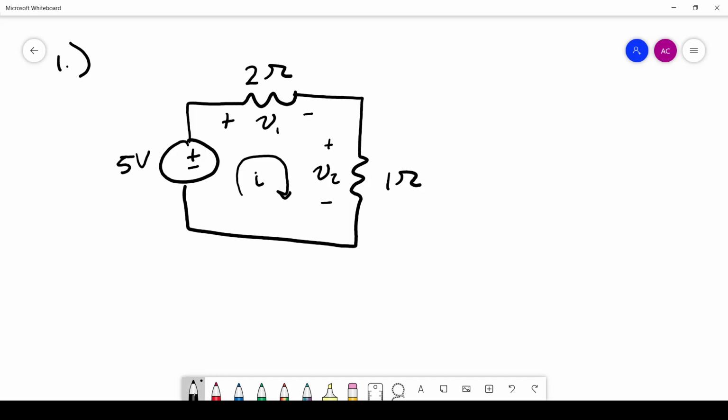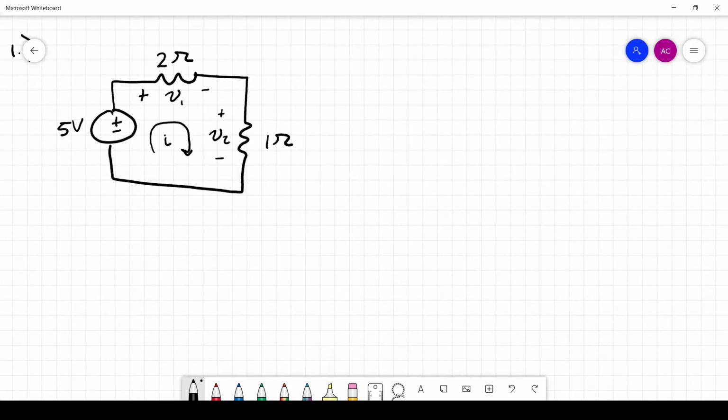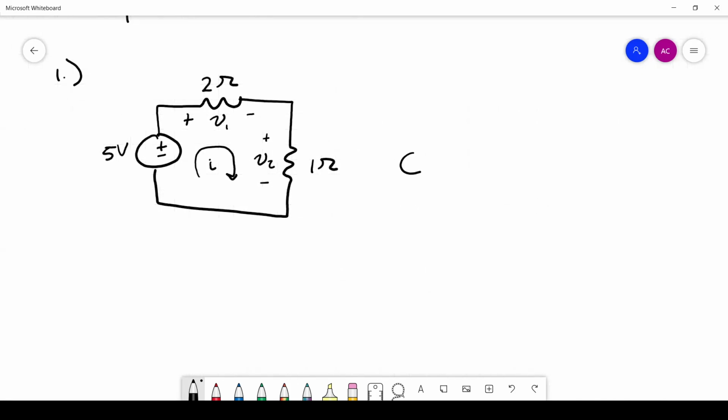So what we can do is model this as just our 5-volt source. Let me zoom out and scoot over a little bit. We can model this as our 5-volt source and then a single resistor whose value is the sum of those two resistances. So the value is 3 ohms. Get rid of that math, we can just put 3 ohms here.